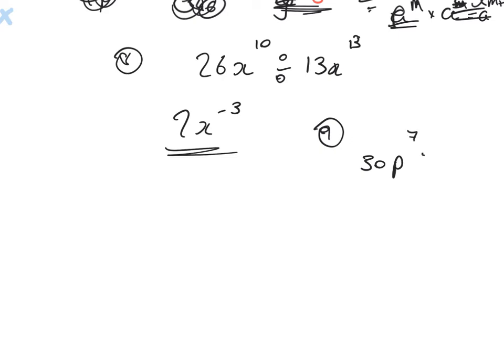30p to the 7 divided by 10p to the 4. Okay, so first move, 30 divided by 10 is 3. Then I subtract the powers. 7 take away 4 is 3. 3p cubed. Example 10.